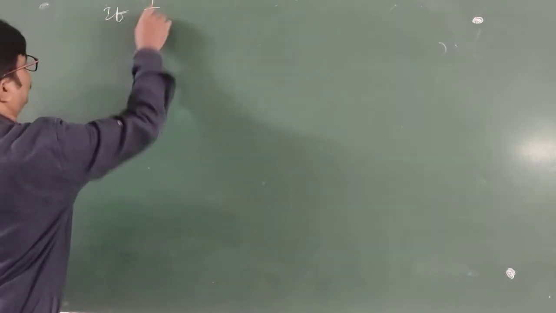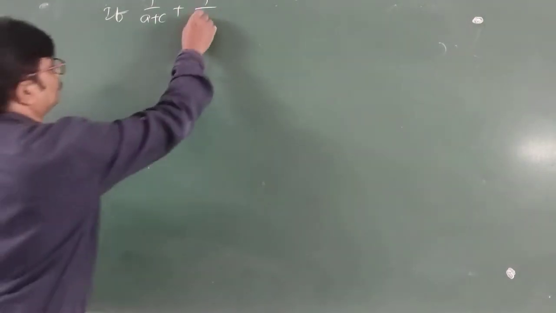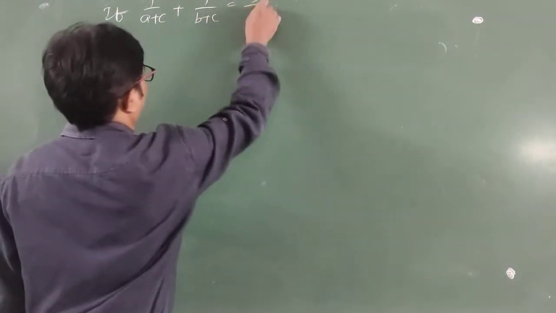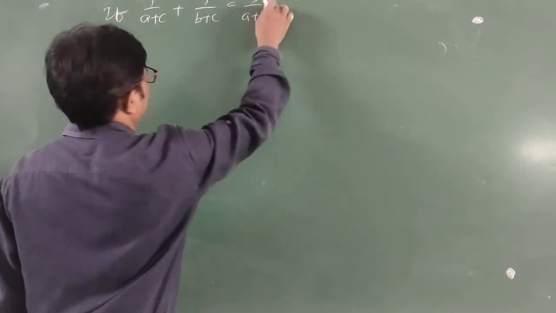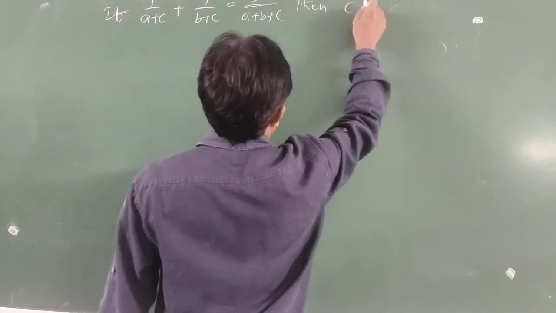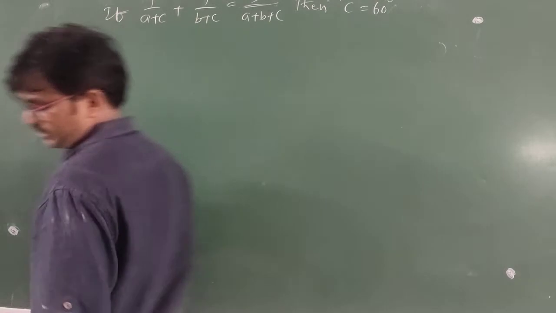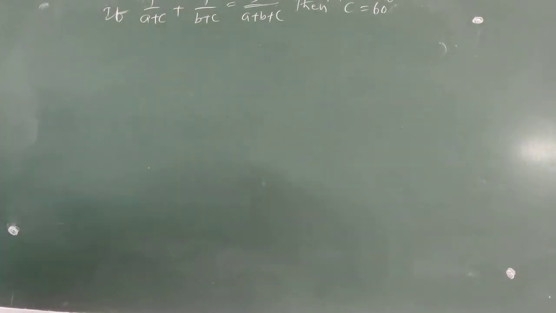Now the another one: if 1 upon a plus c, 1 by b plus c equal to 3 by a plus b plus c, then angle c equal to 60 degrees. Then prove that angle c is 60 degrees.